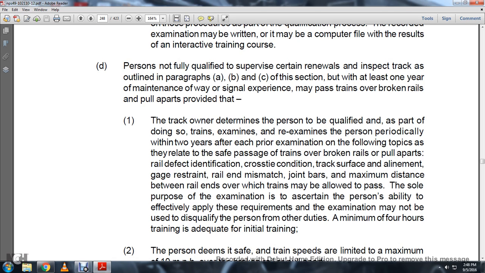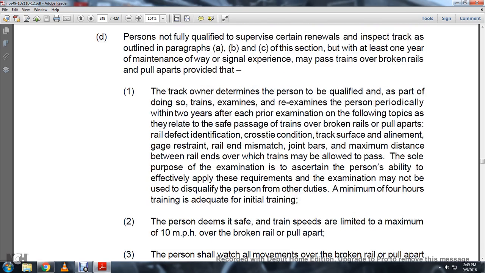safe passage of trains over broken rails and pull-aparts: rail defect identification, crosstie condition, track surface and alignment, rail anchorage and restraint, rail end mismatch, joint bars, and the maximum distance between rail ends over which the train may be permitted to pass. The sole purpose of the examination is the assessment of the person's ability to effectively apply these requirements, and the examination may not be used to disqualify the person from their other duties. A minimum of 4 hours of training is adequate for the initial training.